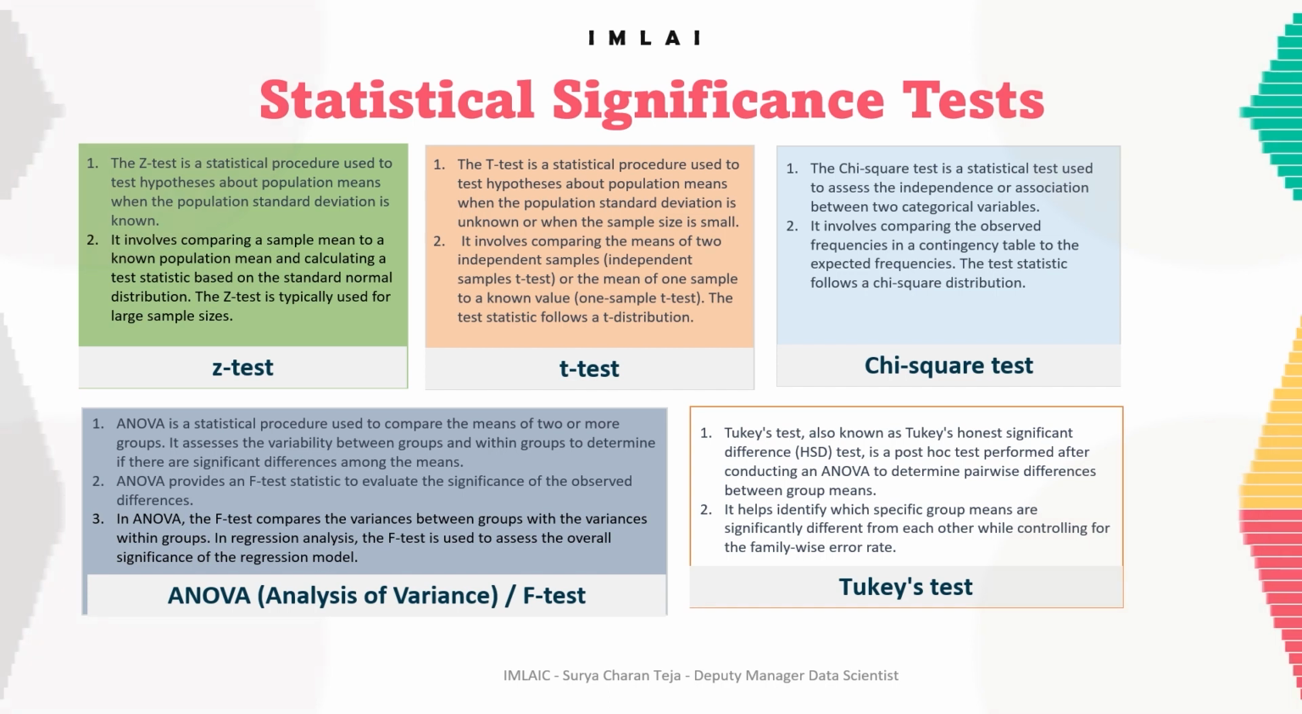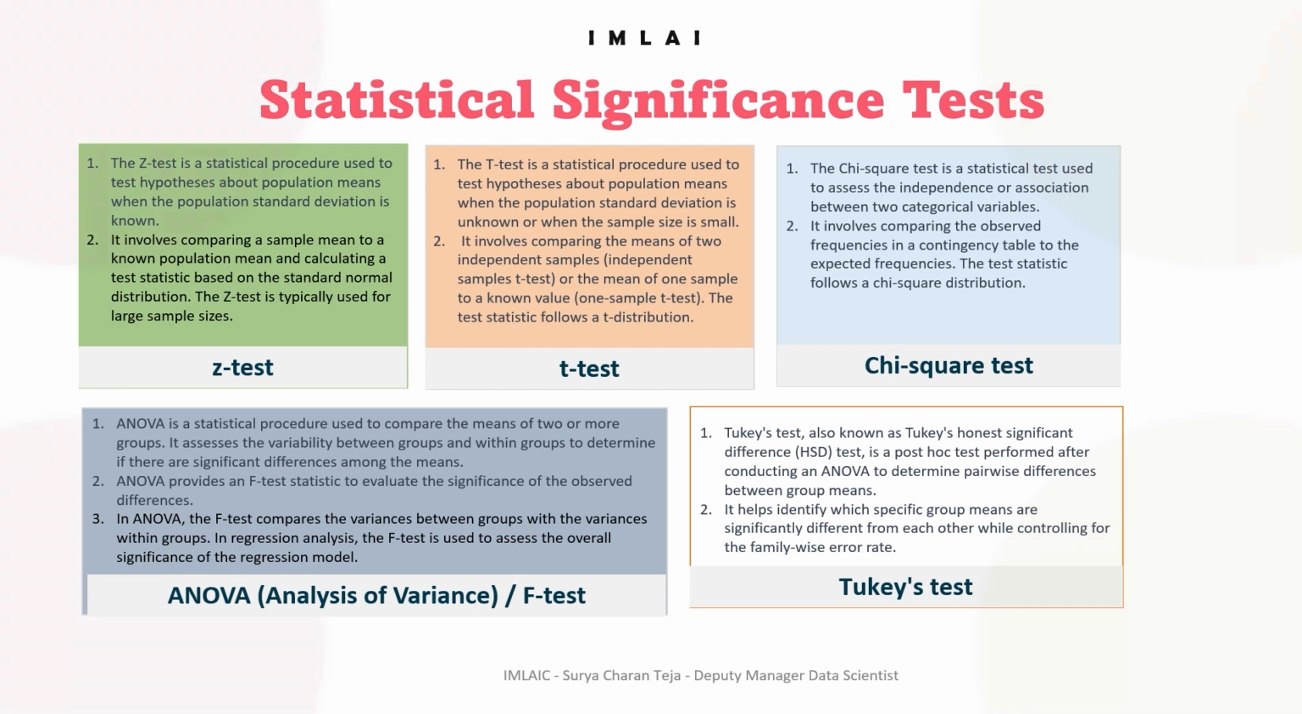So far we have seen the z-test. The z-test is a statistical procedure used to test hypotheses about population means when the population standard deviation is known. It involves comparing a sample mean to a known population mean and calculating a test statistic based on the standard normal distribution. The z-test is typically used for large sample sizes, whereas the t-test involves comparing the means of two independent samples, or the mean of one sample to a known value, that's the one sample t-test. However, we will be using the two sample t-test. The t-test is used to test hypotheses about population means when the population standard deviation is unknown or when the sample size is small.